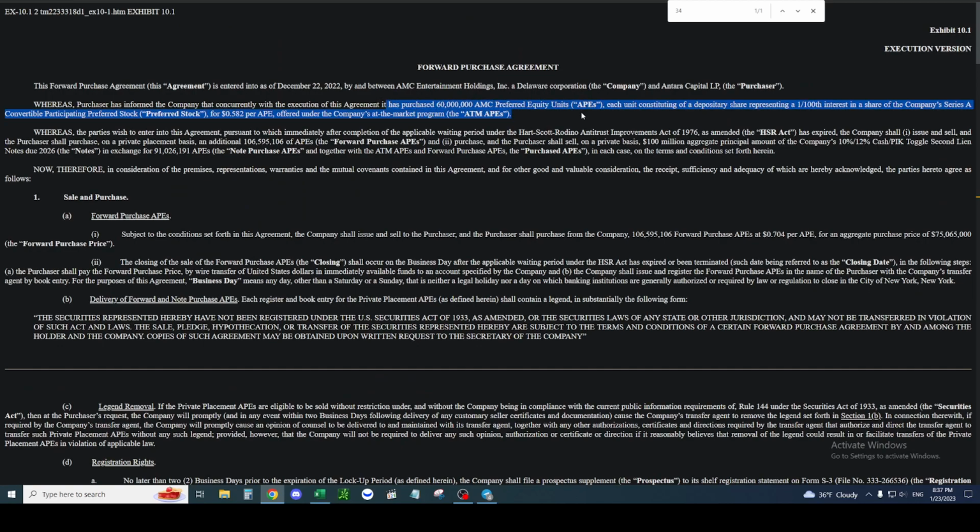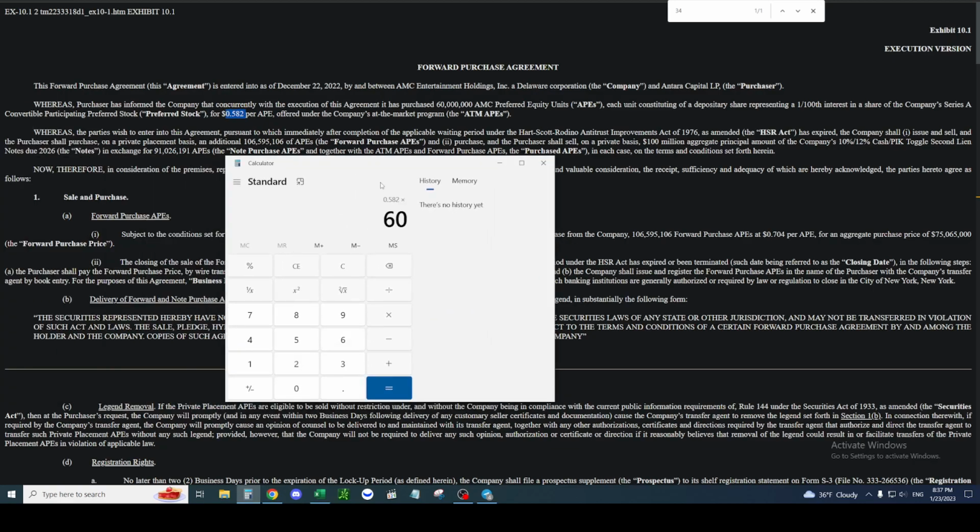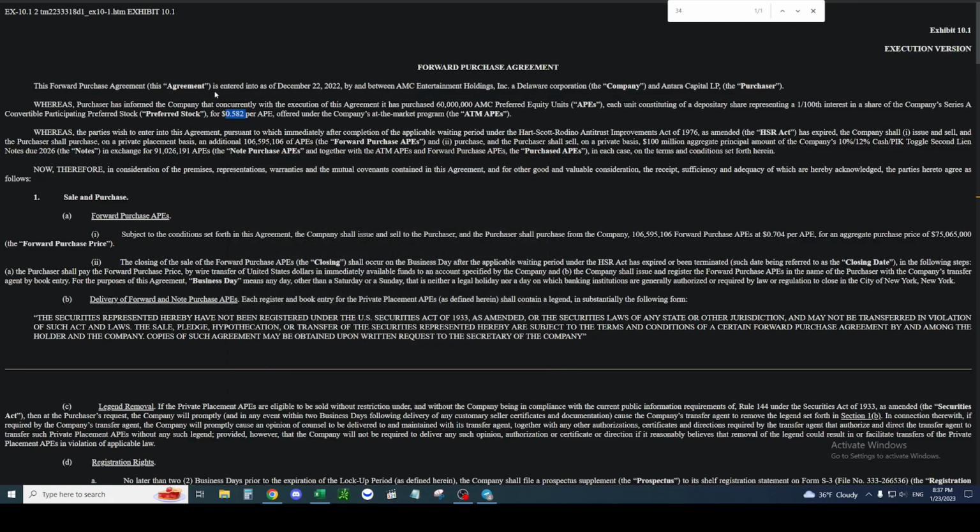But basically, this 60 million APE that they purchased cost them approximately $34.9 million. If you do 0.582 times 60 million, so pull up a calculator, 0.582 times 60 million, that's $34.92 million. So we know that amount was paid to AMC. We know the second tranche, the approximately 106 million APE, hasn't gone through yet. So that additional $70+ million is not given yet. And we know that the 100 million debt equity swap for approximately 91 million APE hasn't gone through yet.